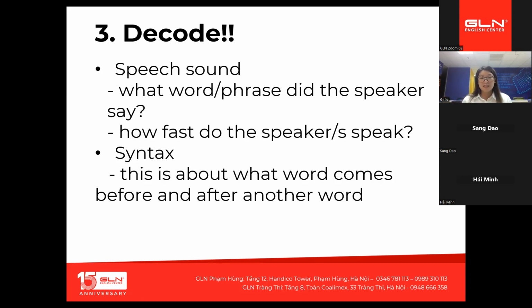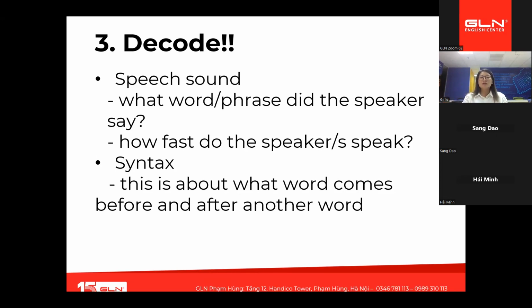Now, aside from speech sound, we also have syntax in the decoding part. Now, what is syntax? This is about how words are arranged in a sentence. In IELTS listening, it's very tricky sometimes because the arrangement in the recording is different from the arrangement in the question. So it's also kind of a distractor for you as a listener, because they will sometimes change the arrangement of words in the question. So it will not be the same in the recording.